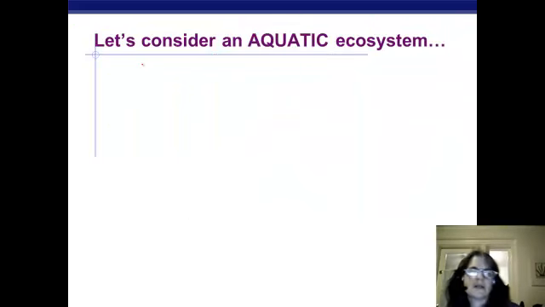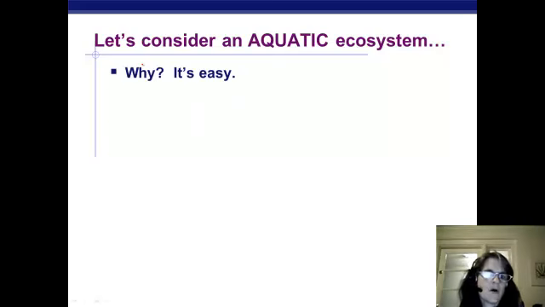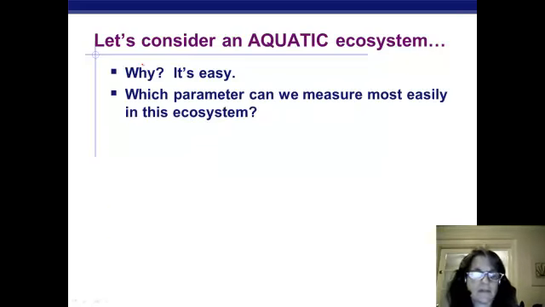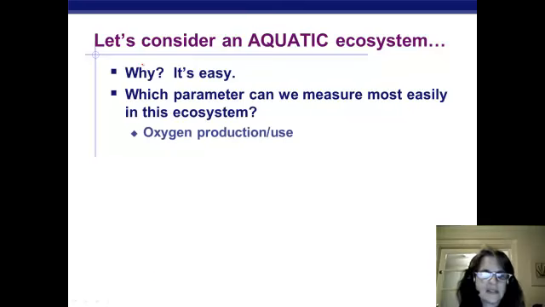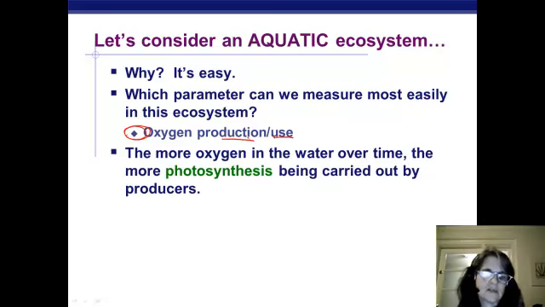Now, let's think of an aquatic ecosystem. Why? Well, it's an easy one to measure, okay, in terms of photosynthesis and cell respiration. So that's why we do that in this lab. In such an ecosystem, one of the easiest things we can measure is production of oxygen and use of oxygen, okay? That's very easy for us to measure. We have a little dissolved oxygen meter. We can measure the oxygen in the water.